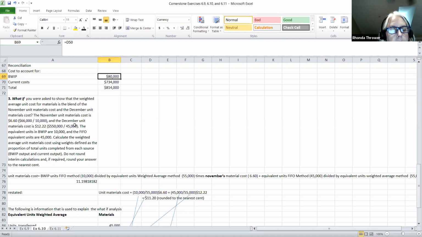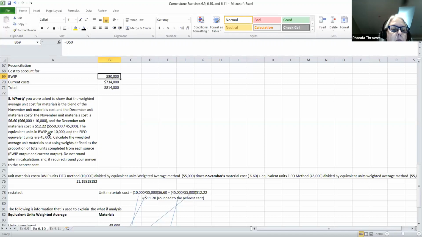For December, the materials cost would be 550,000. That's what we incurred in December. But we're going to divide it by our equivalent units for our materials, which is 45,000. And they just gave that to us.